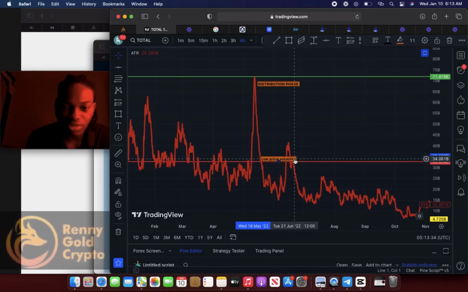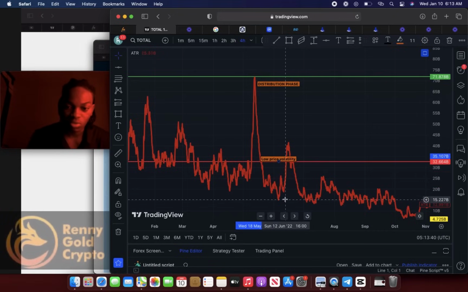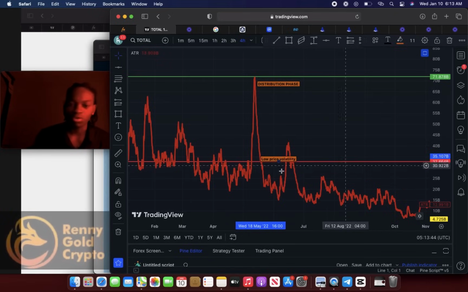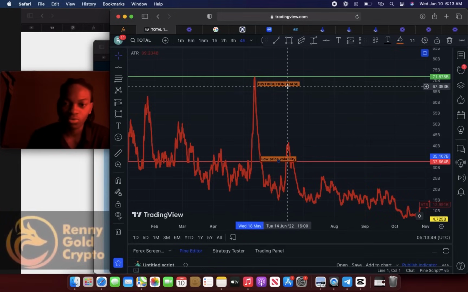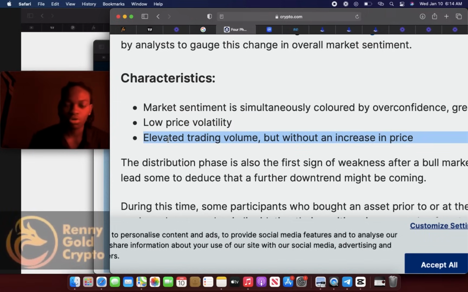If you get any entry right here, some people may buy using dollar cost averaging, while some people will still wait for another entry right here. Anyone you want is okay as well, but you may still wait a little bit. So that's it for the distribution phase. Coming right here, there's going to be elevated trading volume but without an increase in price. When you have this in mind, these should be your confidences.